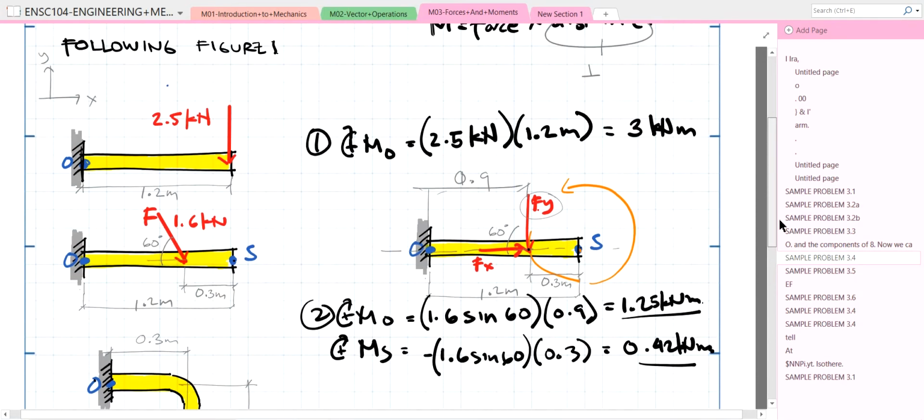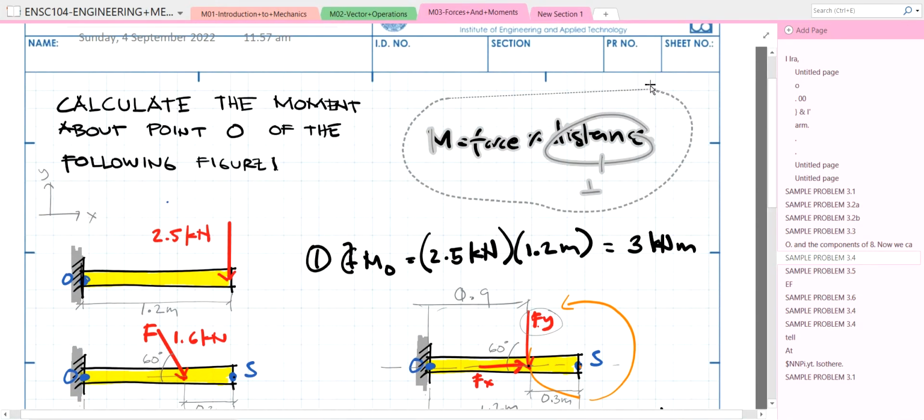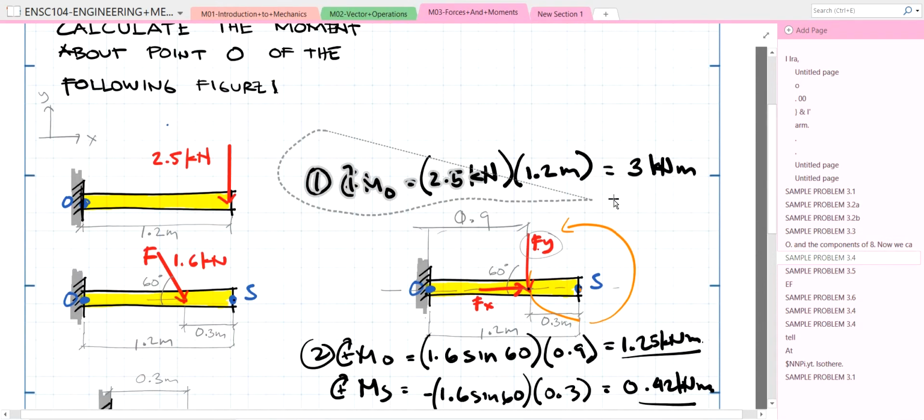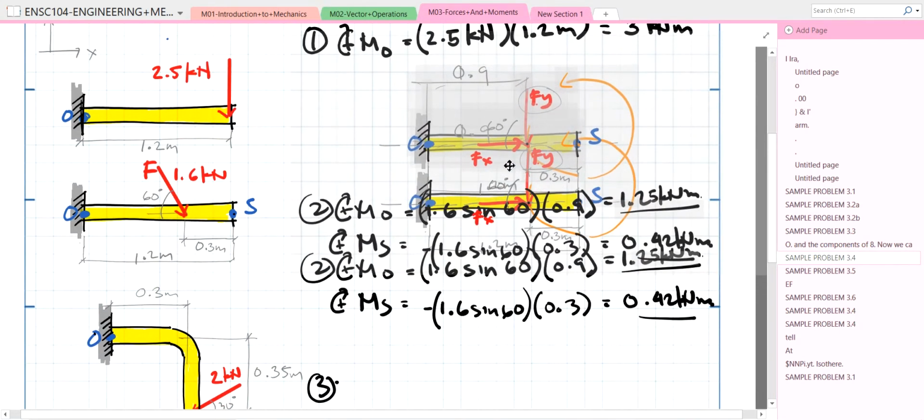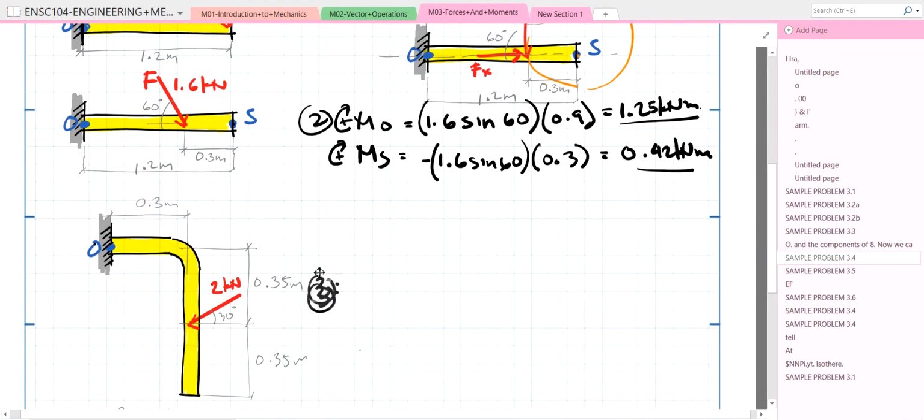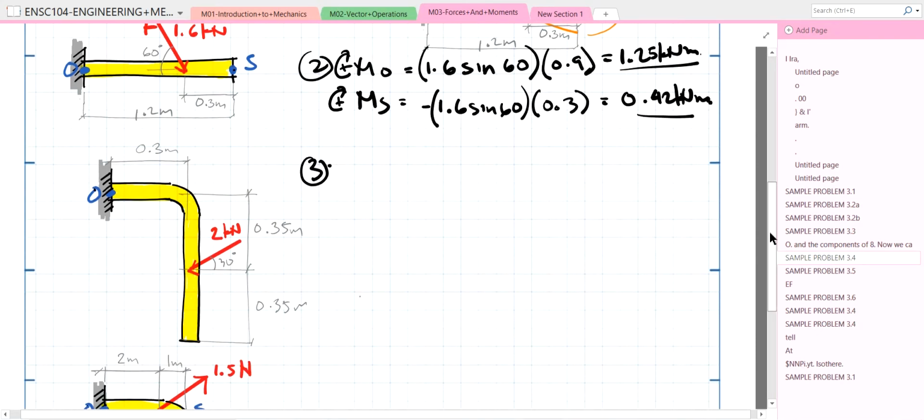Now let's move on to our third problem. In problem number three, we are asked to find the moment at point O. Since this force is in a diagonal direction, there will be components. Here's the component, that's the Fy, and the Fx is this. So find the moment at point O.